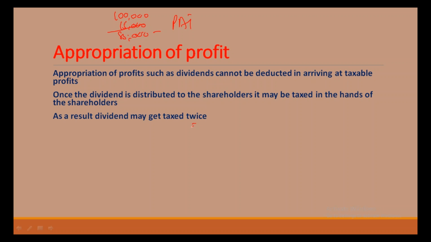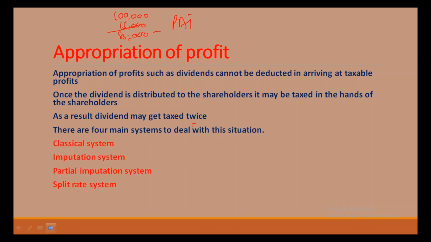So I just want you to note down. This slide is there for you. Don't worry. I want you to note down there are 4 systems, and this is a very famous examiner's question. Classical system, imputation system, partial imputation system, and split system. So let me discuss each system separately. First of all, let's talk about the classical system.